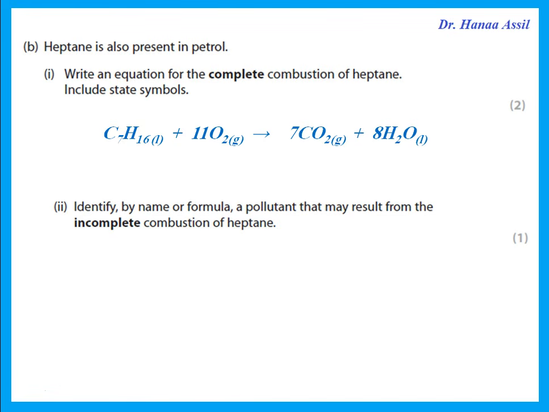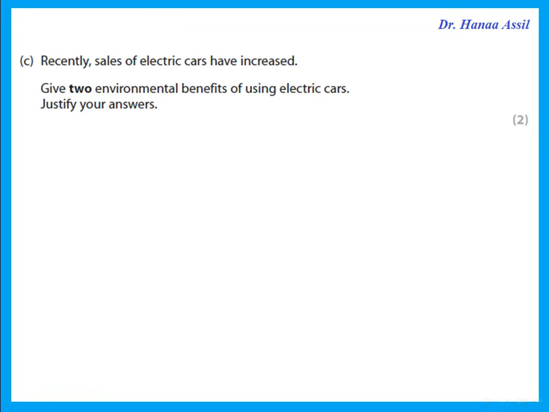Then he says, identify by name or formula a pollutant that may result from incomplete combustion. We said incomplete combustion of an alkane would give carbon monoxide. We said carbon monoxide is poisonous. You could also say carbon or soot. These are produced from incomplete combustion.